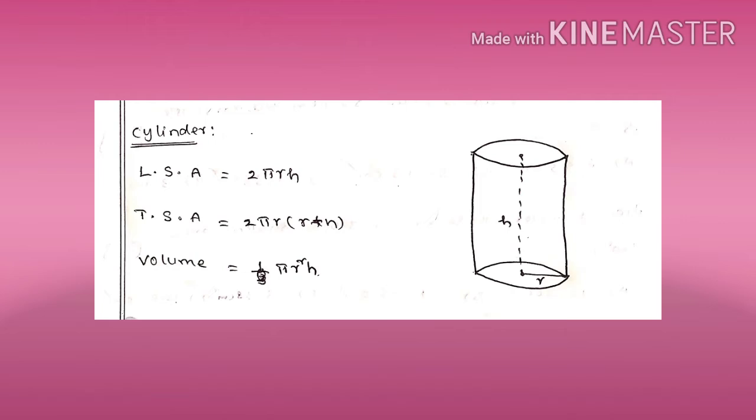Now the cylinder. LSA, lateral surface area is equal to 2 pi rh. Total surface area is equal to 2 pi r into r plus h. And volume is equal to pi r square h. LSA 2 pi rh, TSA 2 pi r into r plus h, and volume is equal to pi r square h. Here r is equal to radius, h is equal to height. Pi value you know as 22/7. Let's go for next slide.